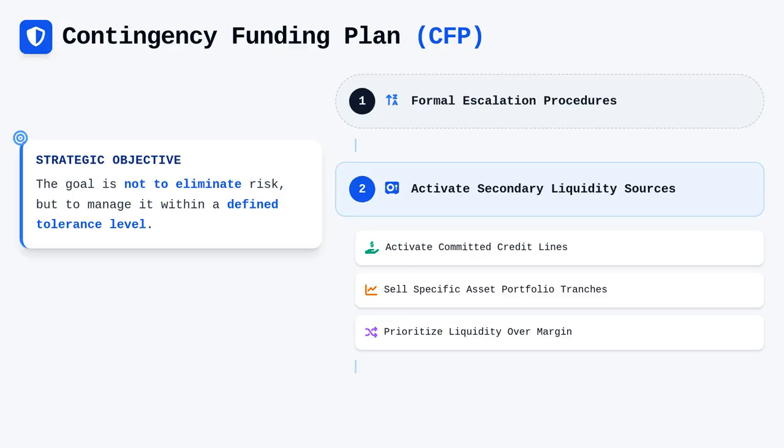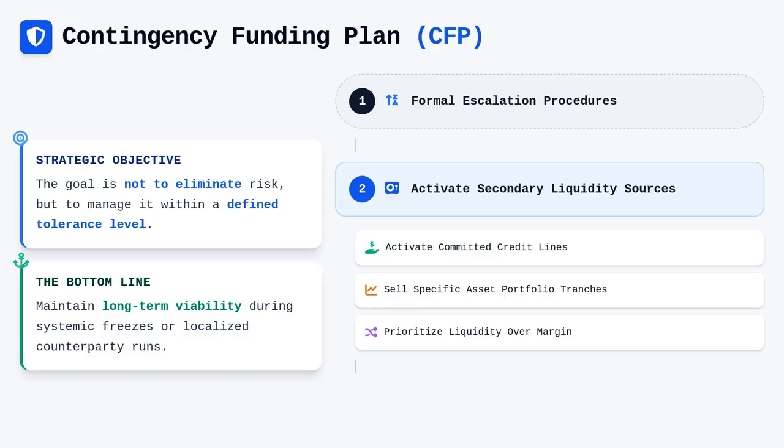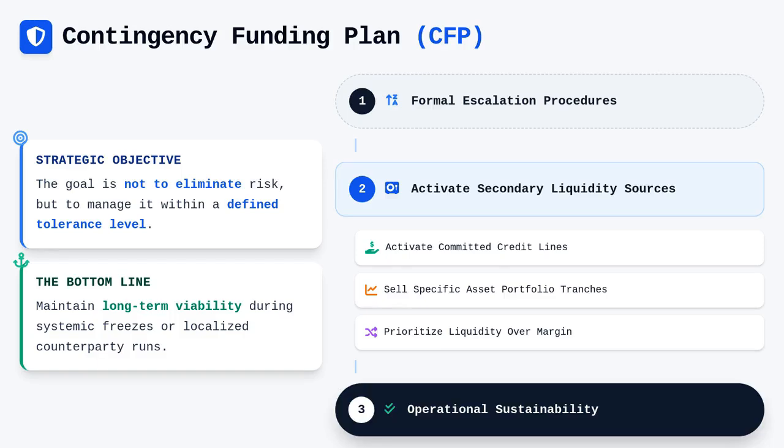The objective is never to eliminate liquidity risk entirely, as that would essentially require holding 100% of the balance sheet in cash. Instead, the goal is to manage the risk within a defined tolerance level, ensuring that the firm can sustain its operations during a severe systemic market freeze or a sudden, localized counterparty run. This framework provides the discipline necessary to navigate volatile environments without jeopardizing the firm's long-term viability.